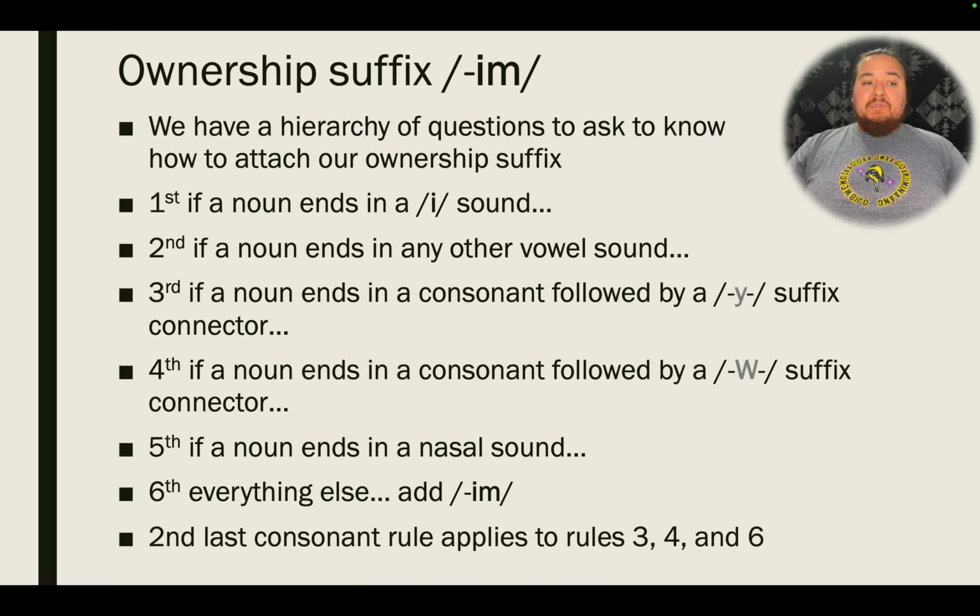The second last consonant rule applies to rules 3, 4, and 6. So please write these points down before moving on. I'll give you a chance to pause the video here. All right, let's move on.